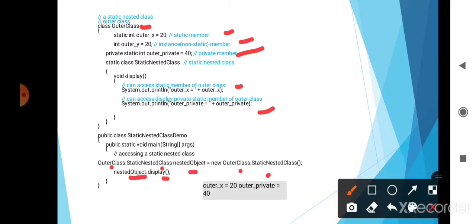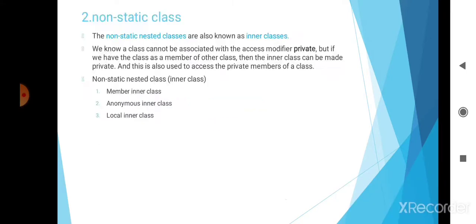Then when we run this program, we will get the output. Here the static member variable has the value 20 and the private member value is 40. Then these values will be displayed. Then the next topic is the non-static class. The non-static nested classes are also known as inner classes.